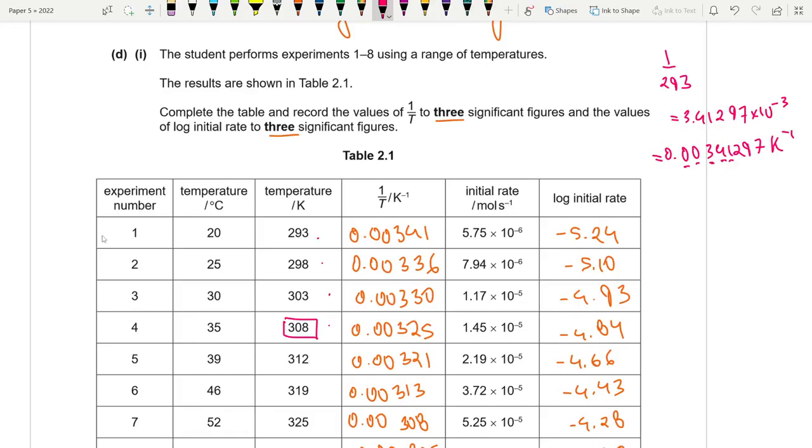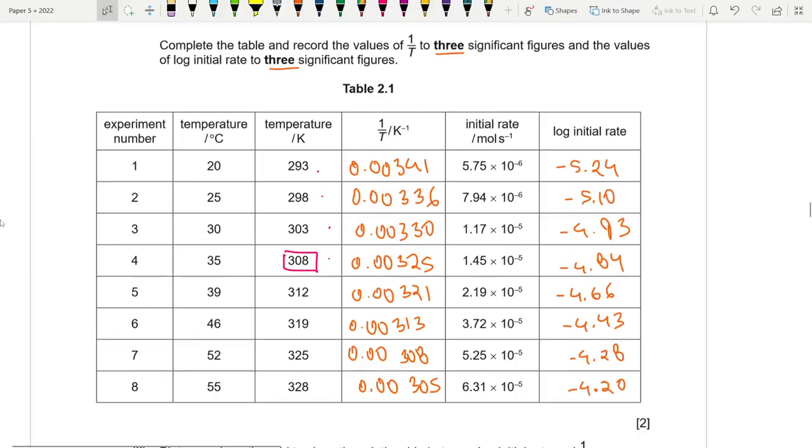For example, in the second one, 1 by 298 is 0.003557, which is 0.00356. I just rounded it off since this value was greater than 5. Hopefully that makes sense for all of you. That's how you fill up this table on the left hand side.